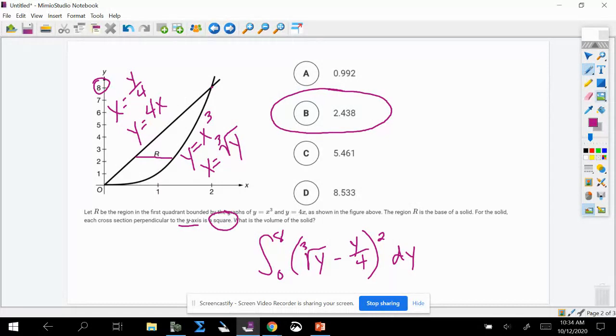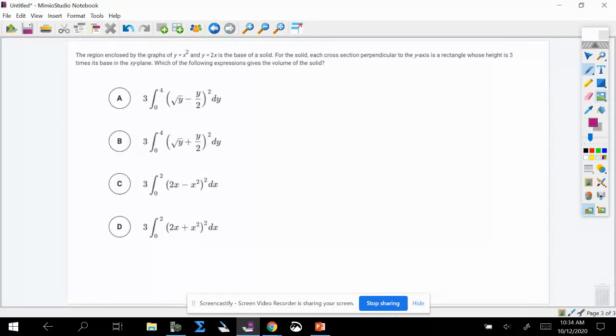I want to show you one other question that's more of a setup question. A little different than what we did in class, but just kind of show you how to deal with it. This one actually is the exact same region that we looked at in the first problem, so x squared and 2x. So we already had that picture. I can go back and show you the picture again.